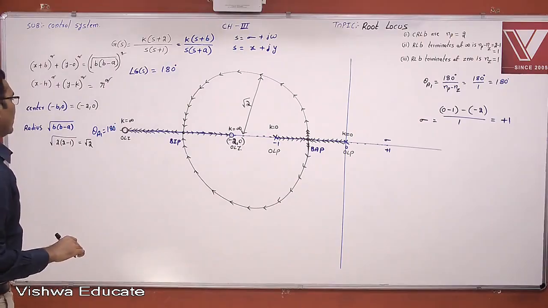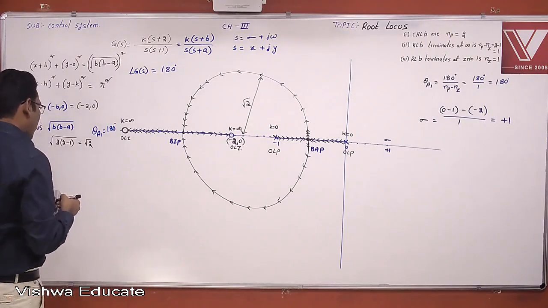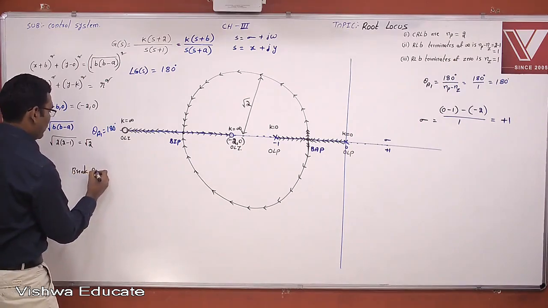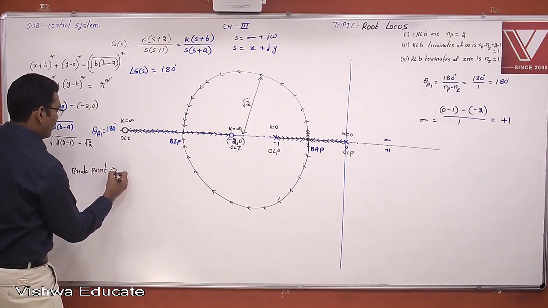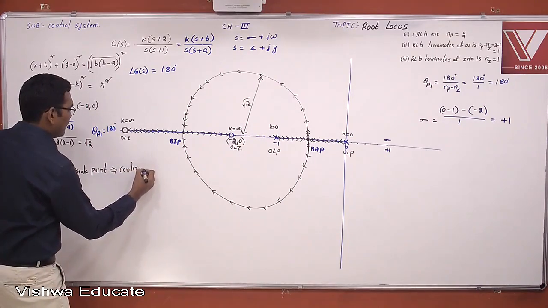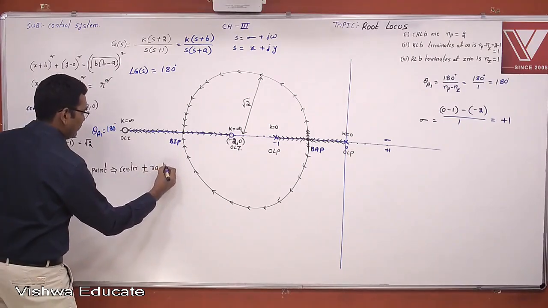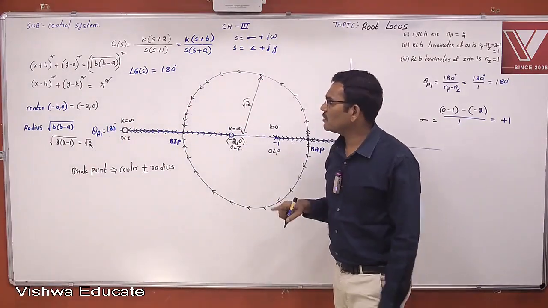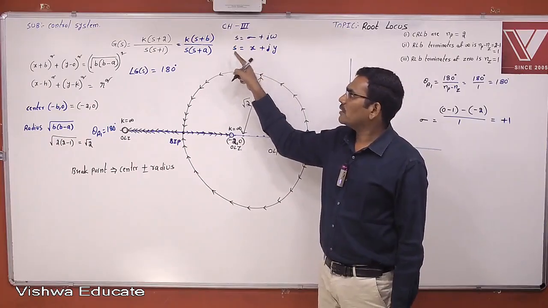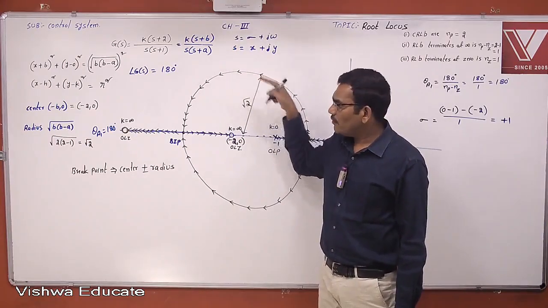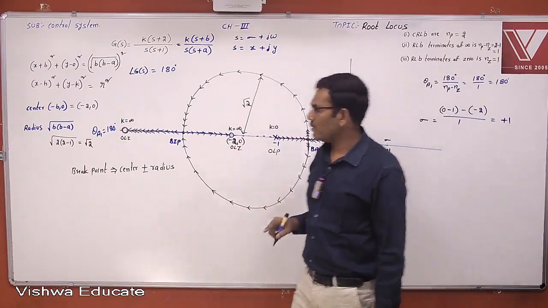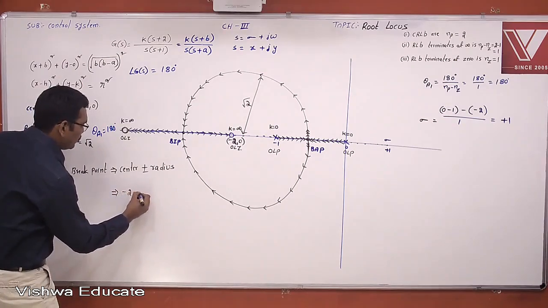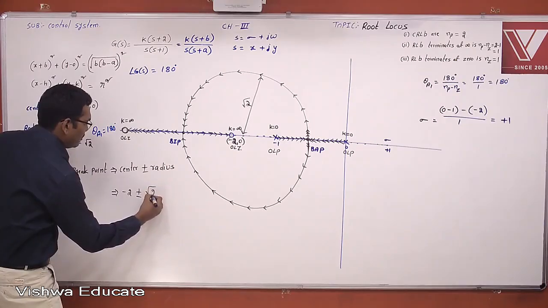Radius is root 2, center is minus 2 comma 0. Now the break point. In the shortcut method, the break point is nothing but center plus or minus radius itself. Shortcut method. Then you go home and do the long procedure. What is the long procedure? Characteristic equation, K as a function of s, differentiate, find the roots. Those roots and these roots will give the same result. The break point is nothing but center plus or minus radius. Center is minus 2 plus or minus radius root 2.